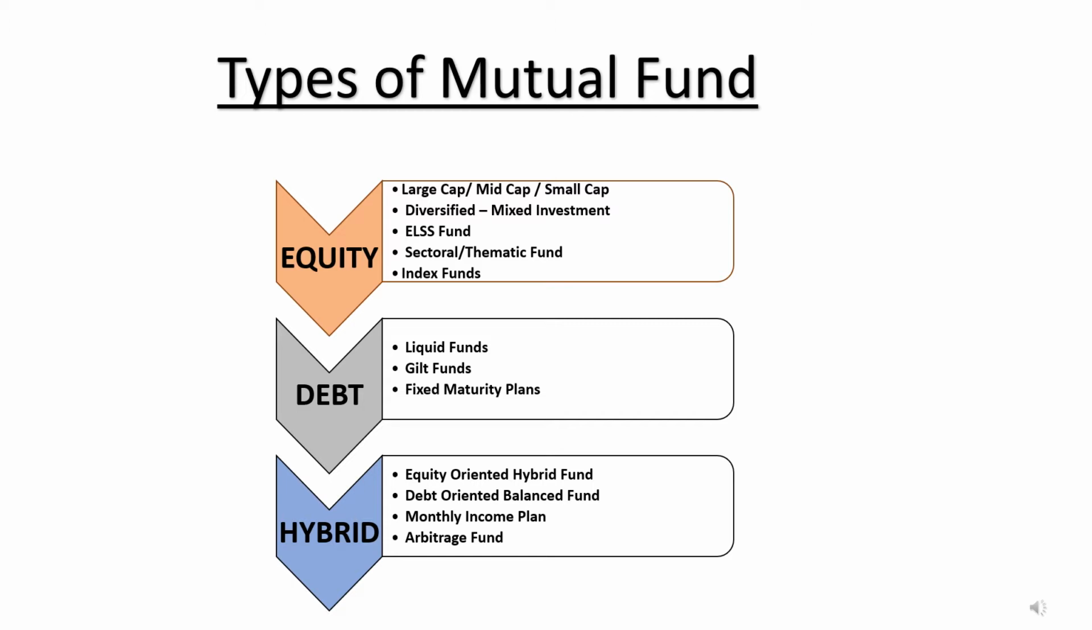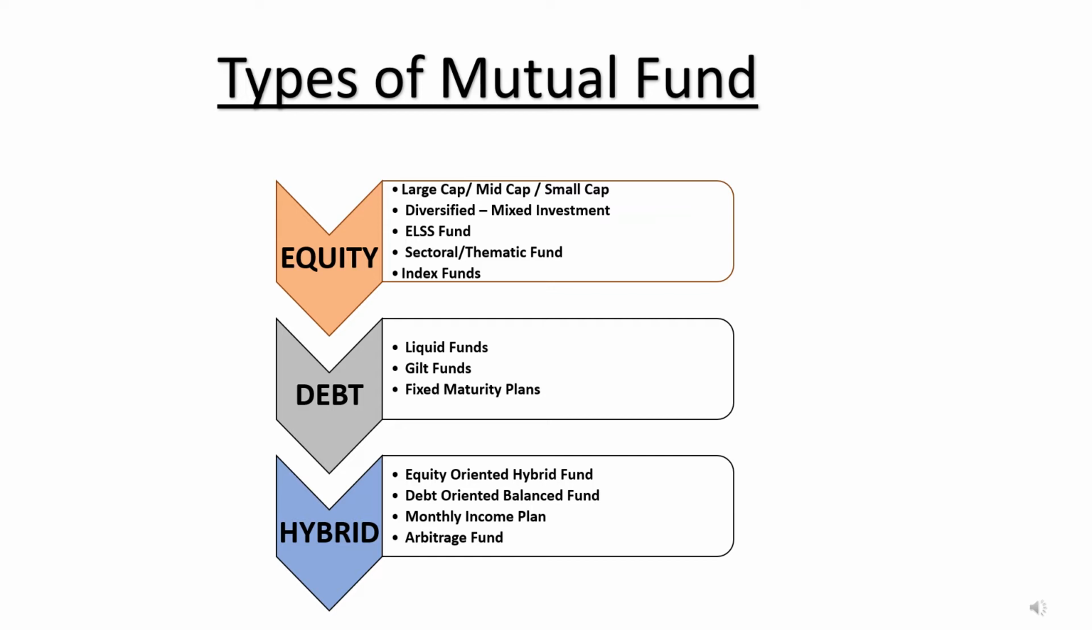An equity mutual fund invests money principally in stock. These are also called stock funds. Equity mutual fund is further divided into five categories. First classification is where it is split as large cap, mid cap, and small cap fund, followed by diversified equity oriented fund, ELSS, that is the equity linked savings scheme, sectoral or thematic fund, and finally the index fund.